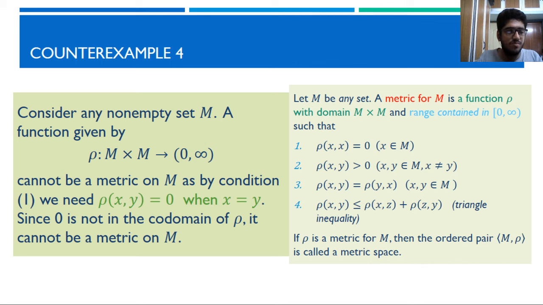Now, consider any non-empty set M. A function given by rho from M cross M to the open interval 0 comma infinity cannot be a metric on M. Notice that the domain is fixed, M cross M, and the range is contained in the closed interval 0 comma infinity, true, and those two conditions are satisfied. But then, which of these 4 numbered conditions does it fail?